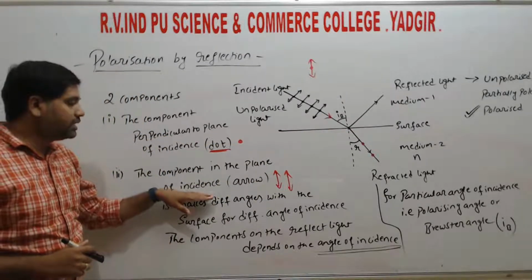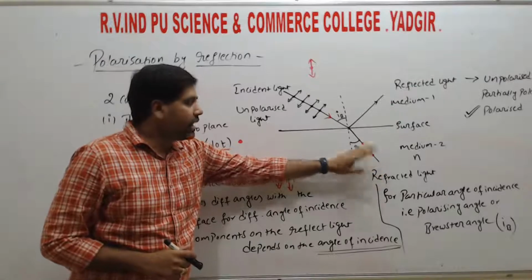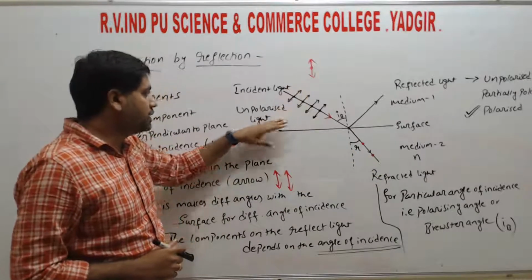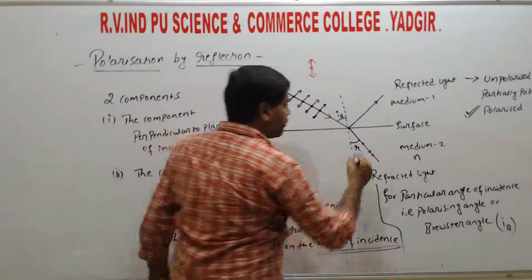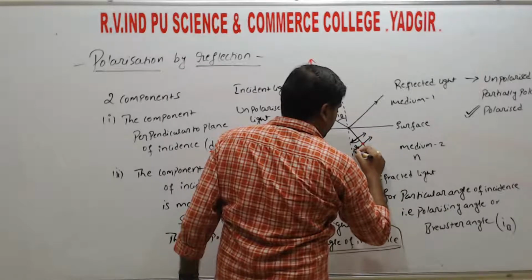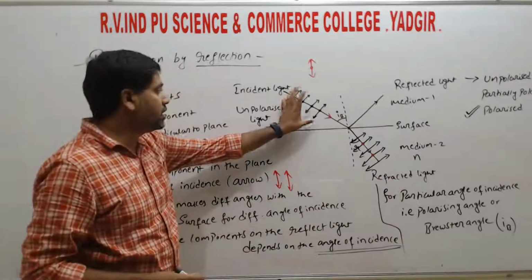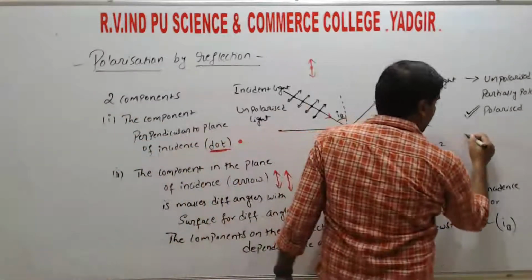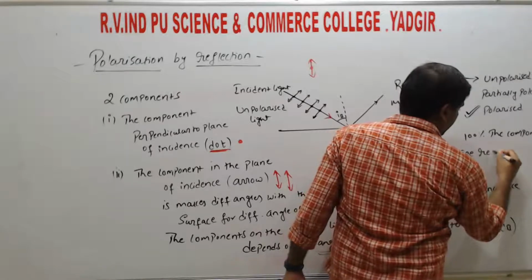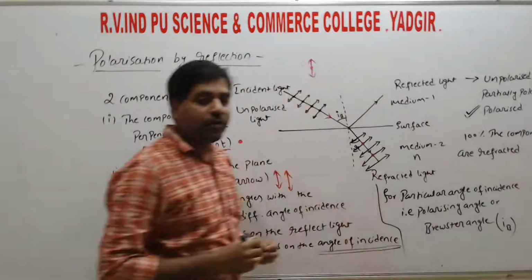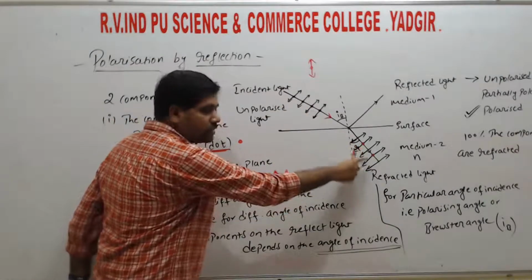The components in the plane of incidence, the arrow marks, are 100% refracted. So the components present in the unpolarized light, the arrow marks, are completely refracted. We get them like this. Here we also get the 100 arrow marks in the refracted ray.